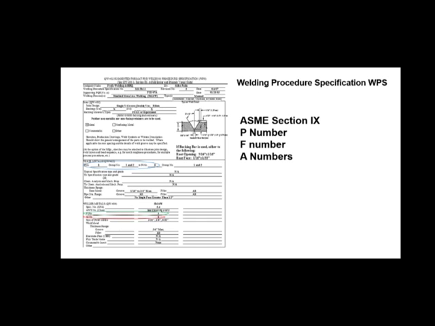So now we go to our WPS. And you can see that the three essential variables that we were talking about on our PQR, which is going to support our WPS, are also listed on this document. So you can see in blue we've got our P numbers. We're welding a P number 8 to a P number 8. And our F number is F number 5, and our A number is A number 8.